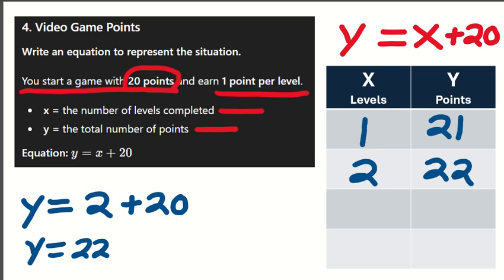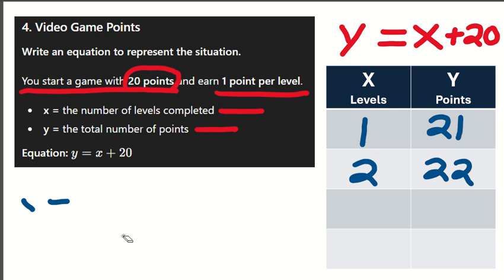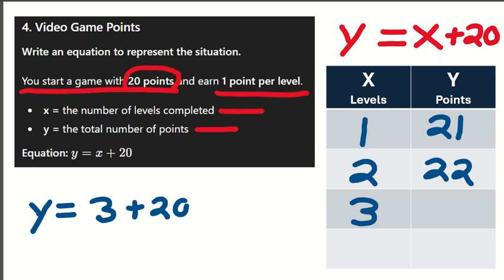And then just for good measure, we're going chronologically, folks. We make it to level 3. We're super good. We're a total gamer. Boom. Y, the total number of points, equals the number of levels you've completed, 3, plus the 20 points that you started with. Which means you got 23 points. So when x is 3, y is 23.